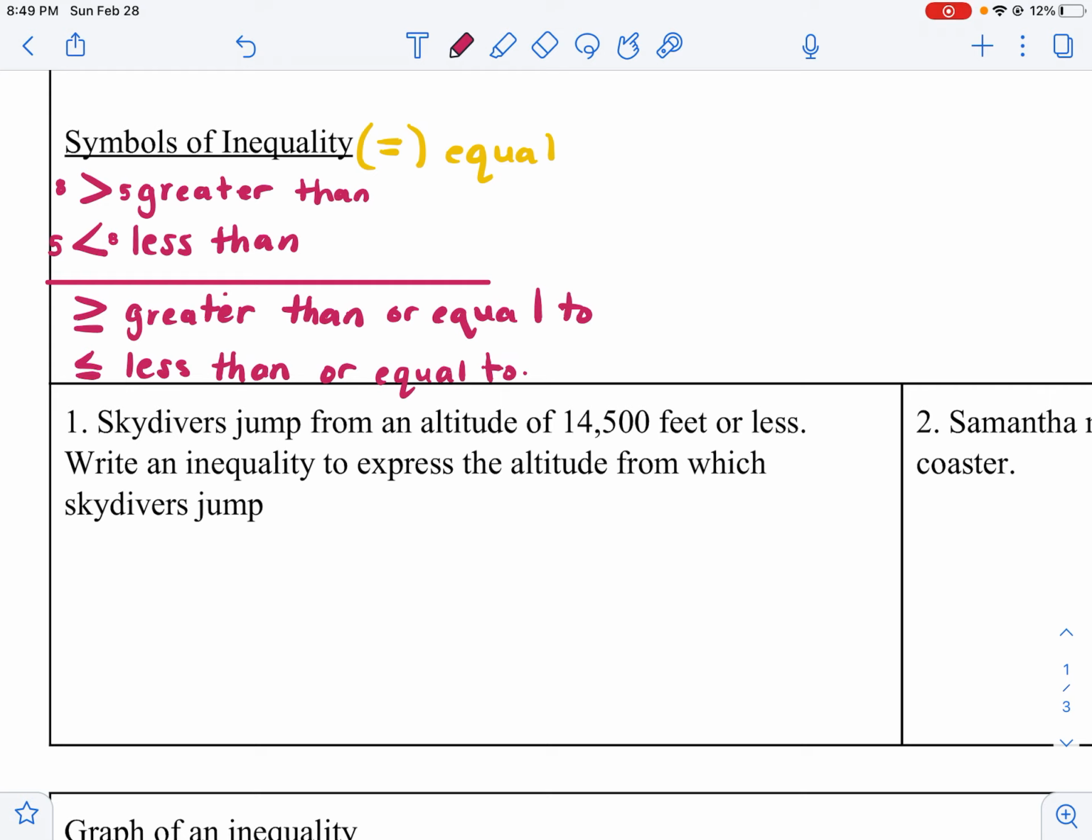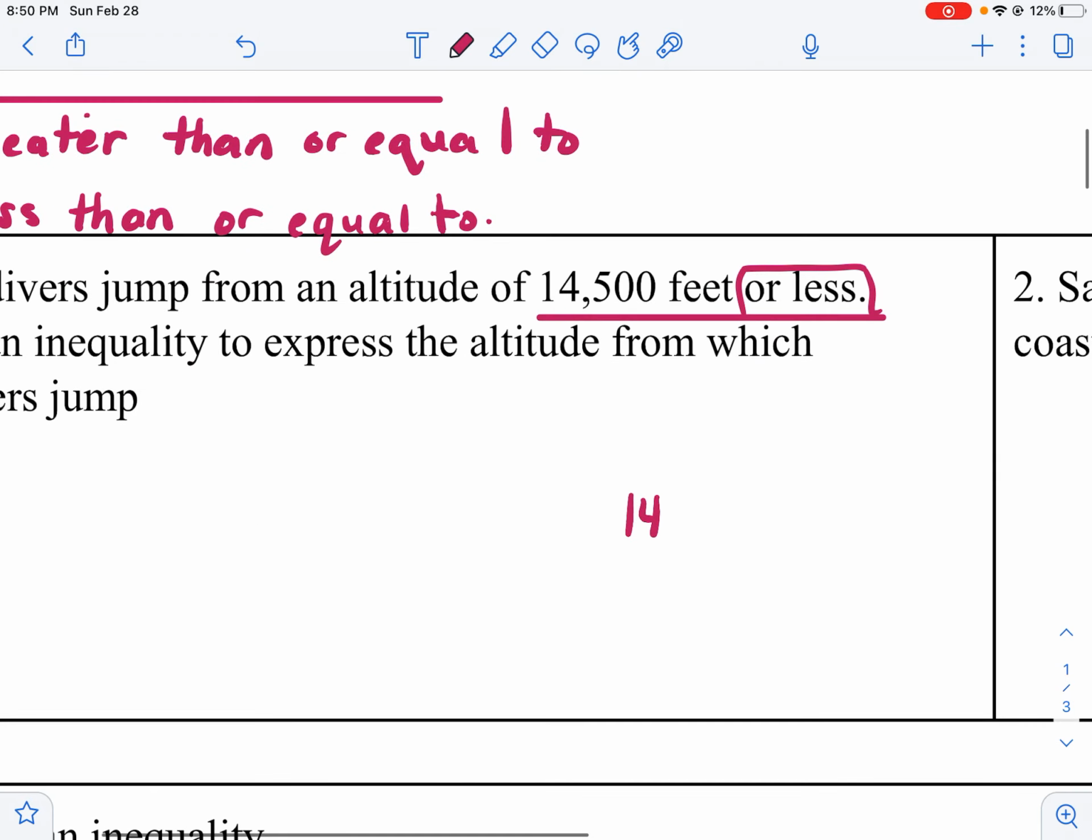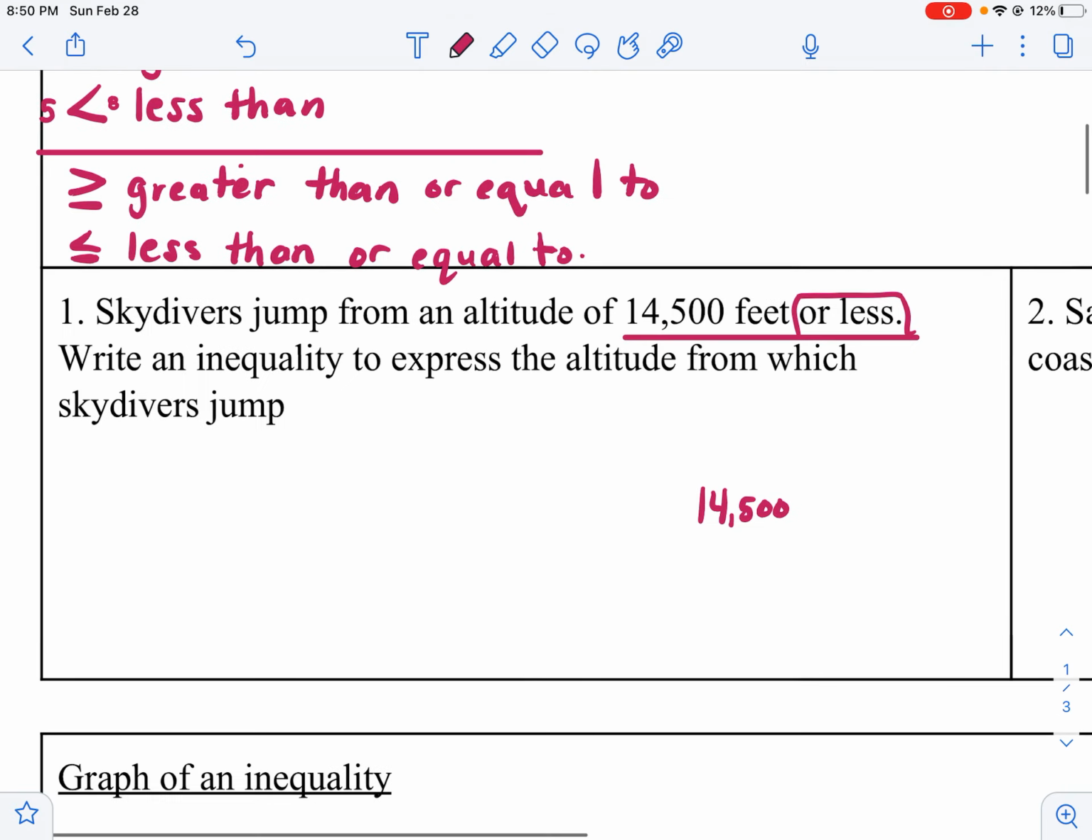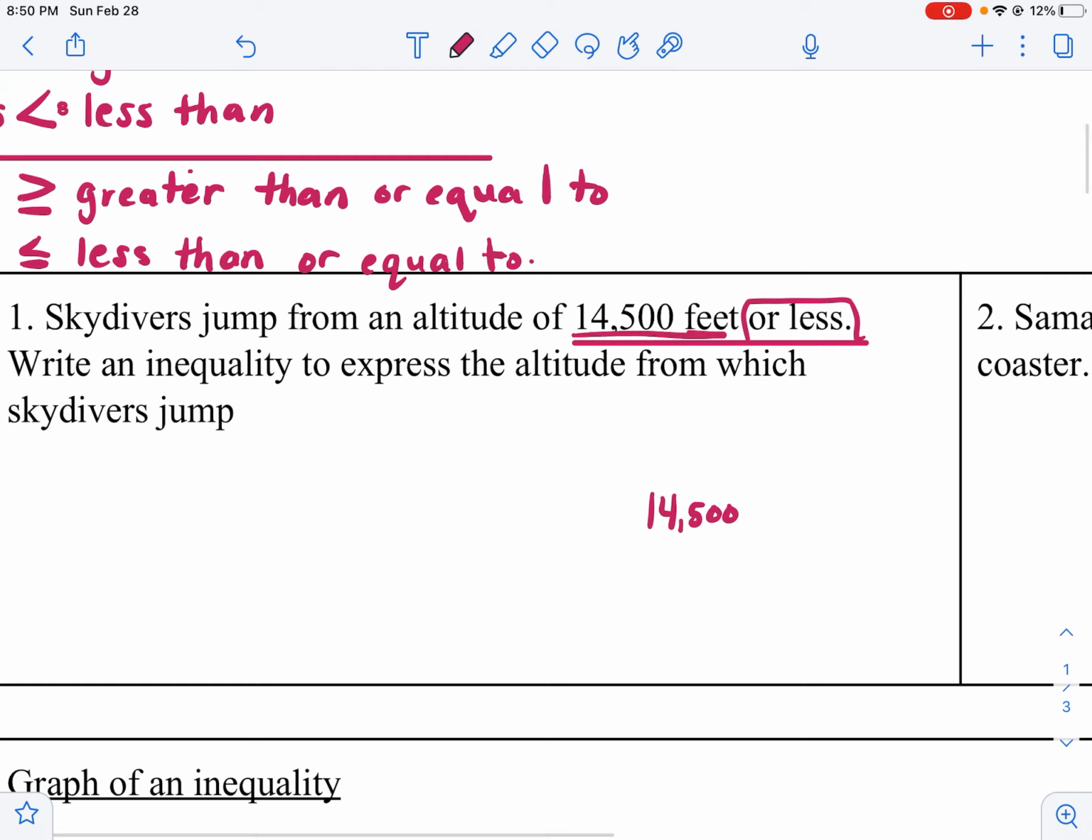So the first question we're going to do is make our situation into an inequality. Skydivers jump from an altitude of 14,500 feet or less. Write an inequality to represent this situation. So let's think. Can the skydivers jump from 14,500 feet exactly? Are they allowed to jump from that? Yes, because it does say 14,500 feet. Yes. Or less than that.